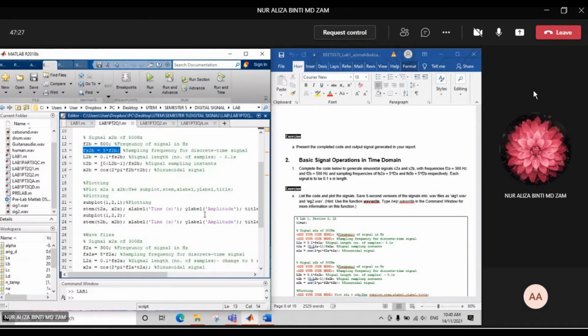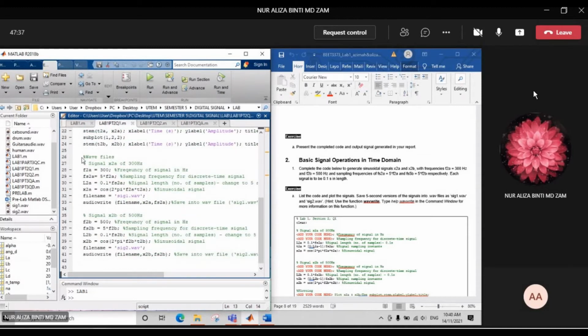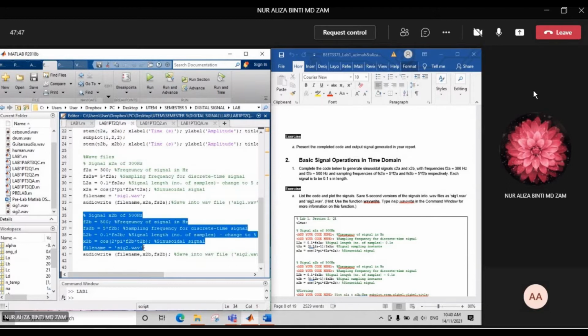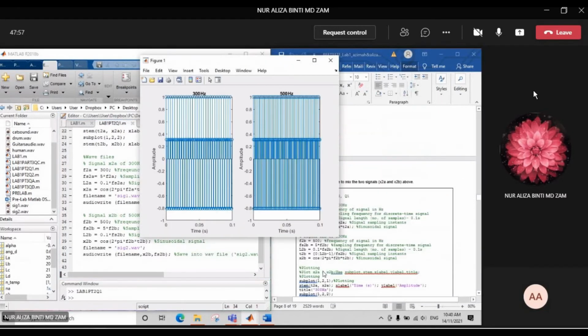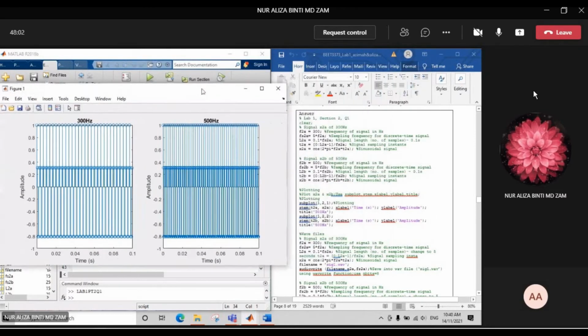And then we subplot the sinusoidal signals 2A and 2B. Then this is the part where we have to write the wave file. We save the file as sine1 wave, and this coding saves the file as sine2 wave. Okay, so we run the coding. As we can see here, this is the result that we get for part 2.